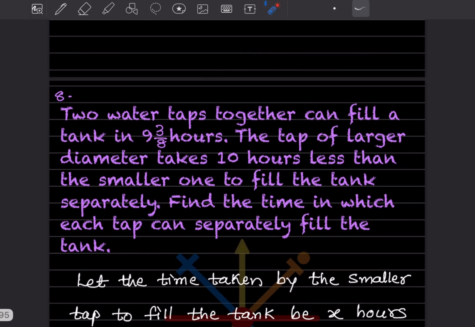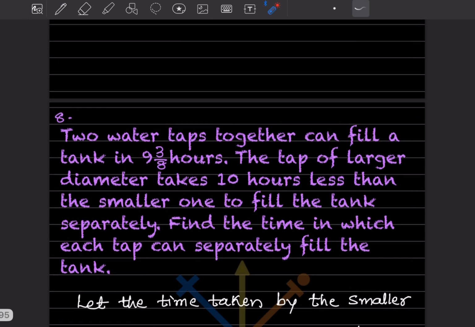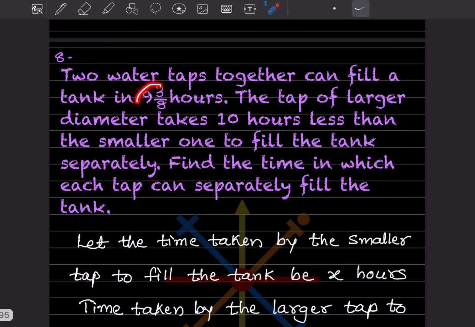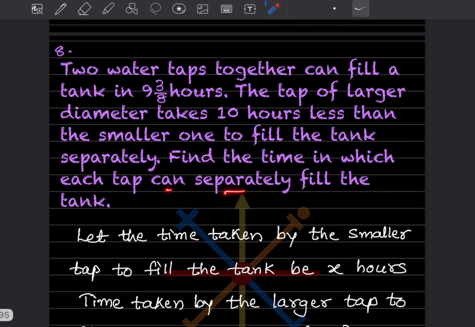Two water taps together can fill a tank in 9 3/8 hours. The tap of larger diameter takes 10 hours less than the smaller one to fill the tank separately. Find the time in which each tap can separately fill the tank.